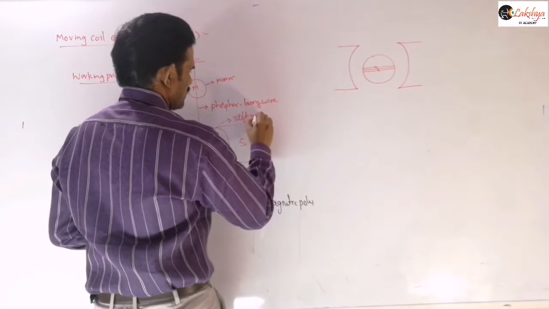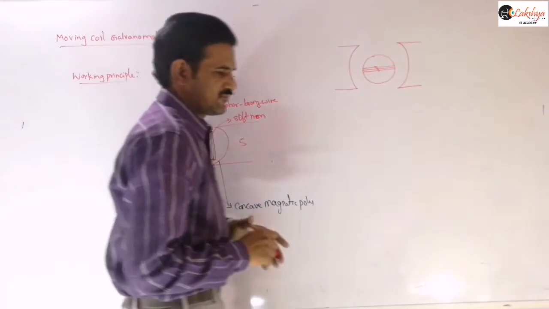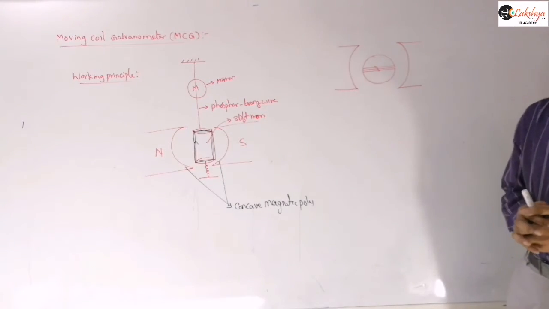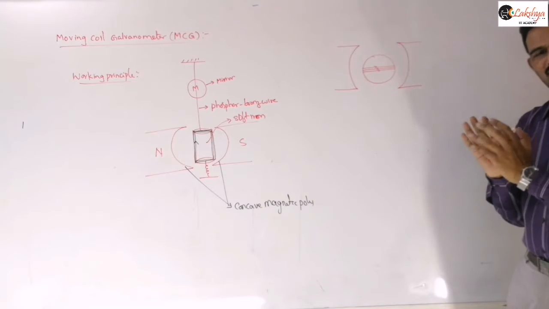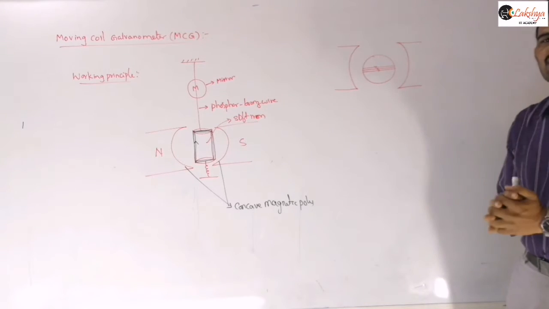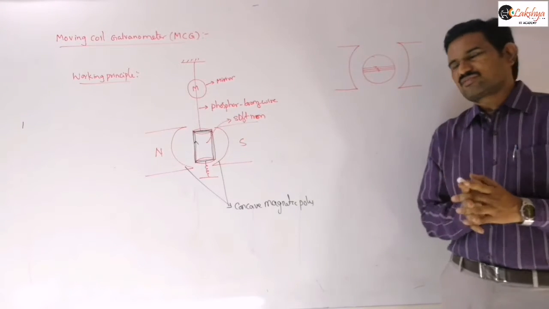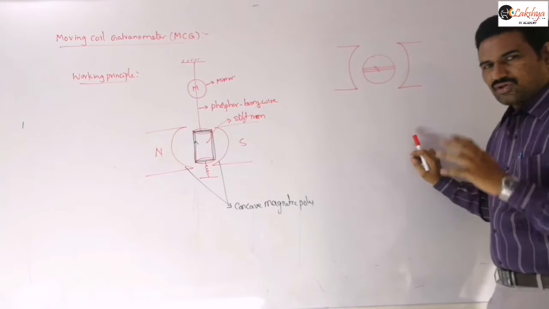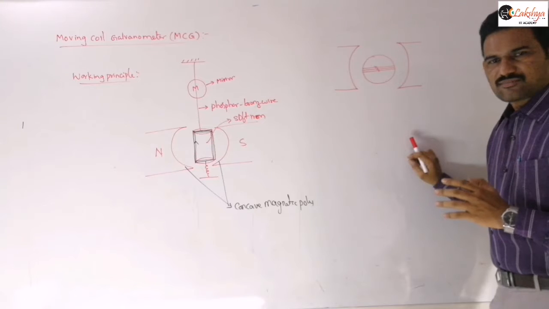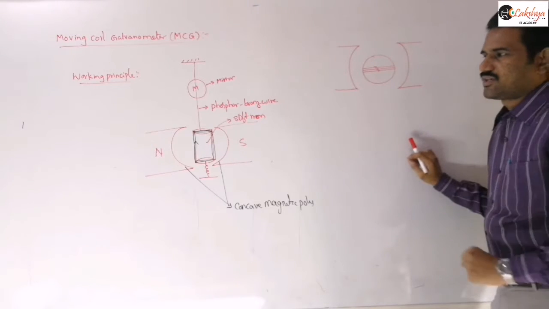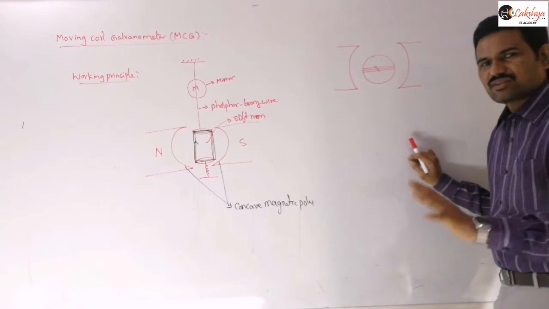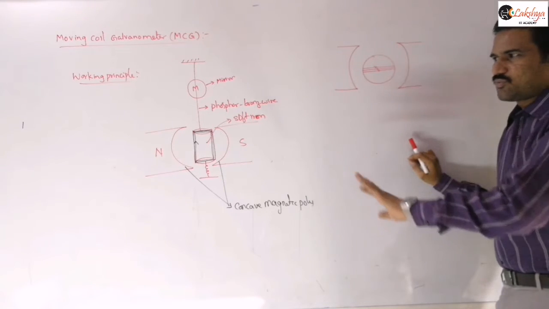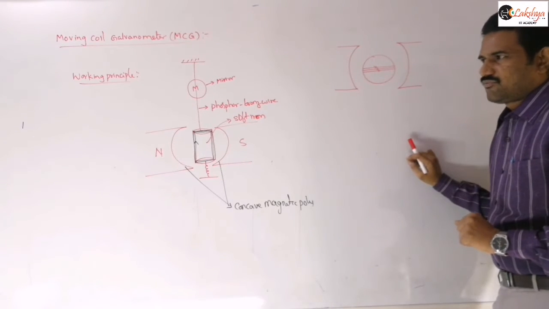You know that generally for core materials we use soft iron, and we will discuss the uses of placing the soft iron there. For everything there will be some reason: why we are using concave poles instead of plain poles, why we are using only phosphor bronze wire or quartz wire, and why we are placing the soft iron cylinder inside this. So this is the construction, and let us see the working.